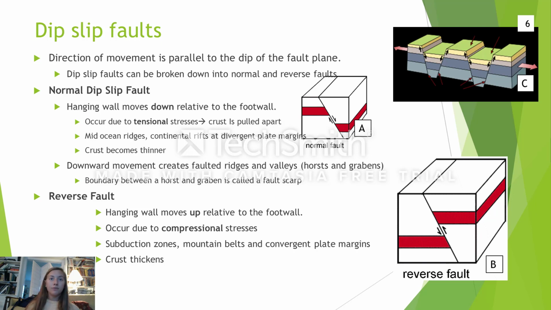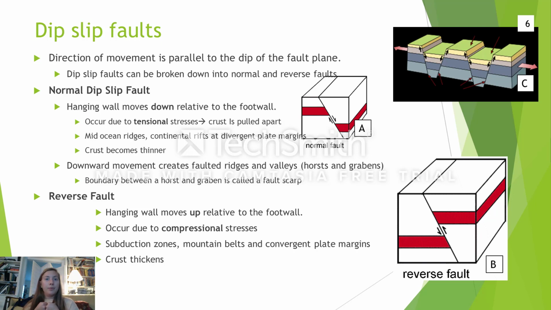But that's the normal dip slip fault, where the hanging wall is going to move down. On the other side of that, a reverse fault is going to be when the hanging wall moves up. So relative to that footwall, the hanging wall is going to move up rather than down. These reverse faults are going to happen due to compressional stresses rather than tensional, like the normal faults. So these are going to happen at convergent plate margins.